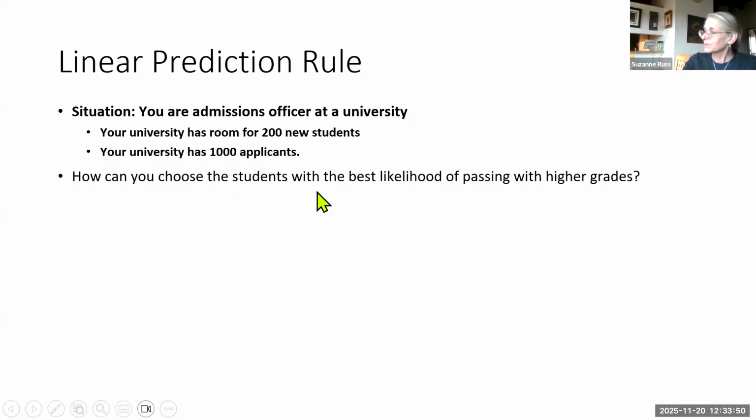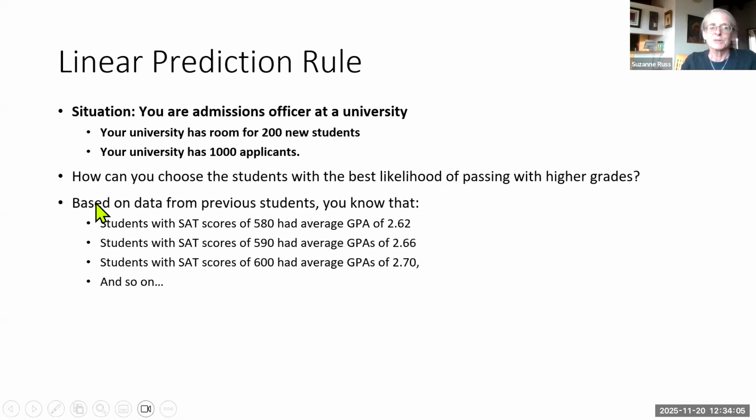And let's assume it's always beneficial for a college to choose the students who are likely to persist, likely to get good grades, likely to graduate. That's who you want to choose, because that's just better for everyone. And so you do have data. The students are all required to take the SAT exam. And you know that students who had scores of 580 had an average GPA of 2.62. Students with SAT scores of 590 had average GPAs of 2.66, and so on.